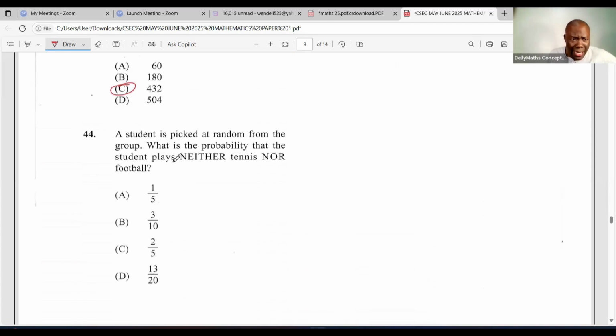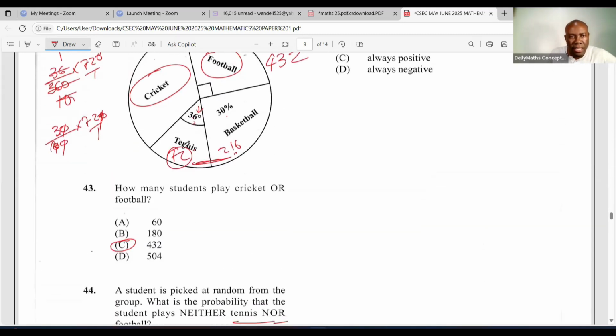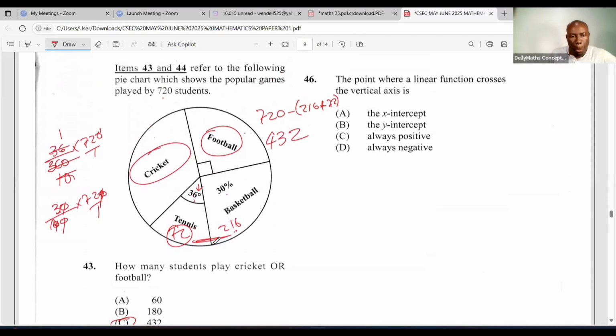There are many ways to do it, but that's the answer. A student is picked at random from the group. What is the probability that the student plays neither tennis nor football? Let's go back. So neither tennis nor football. Tennis is 72. Football is a quarter of the total, so if you take 720 divided by 4, you get 180.